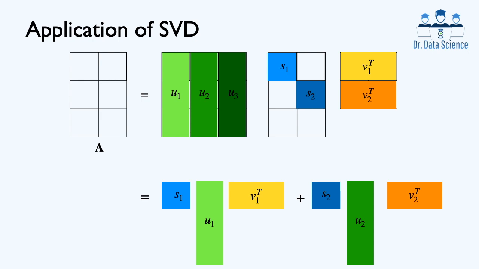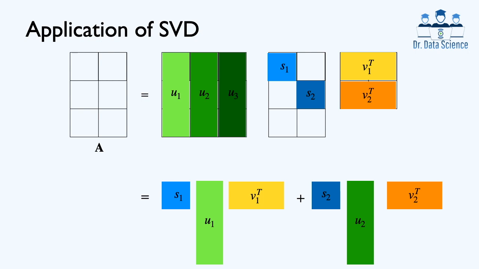So the other question that we have: what is the application of SVD? Why is it so important? So let's go back to that example that we had originally. We have matrix A, and then we have its singular value decomposition. So we have the matrix U that has 3 columns, U1, U2, U3. And then we have the singular values S1 and S2. And then we have the right singular vectors that we have in the rows of the matrix V.